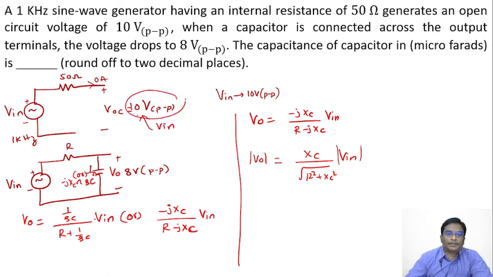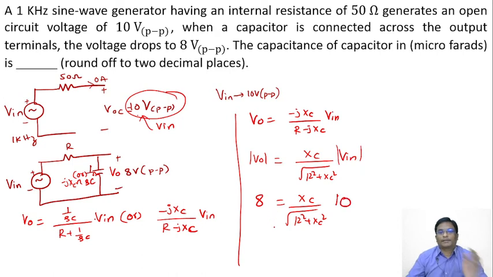Okay, peak to peak is given as 10. This V out they given 8. XC by square root of R square plus XC square into this is 10. Let us try to rearrange these things here. This 8 by 10 is nothing but 0.8. This is nothing but XC by square root of R square plus XC square.